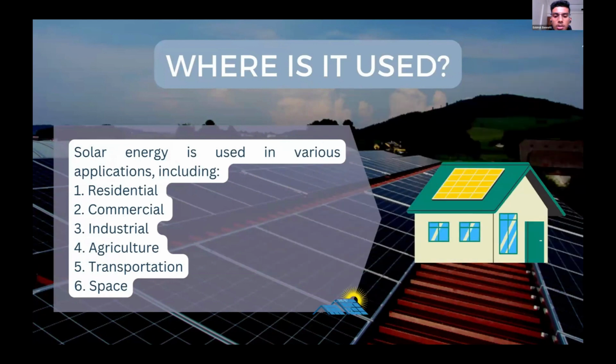So next, where is this used? Solar energy is used practically almost everywhere. It can be residential, commercial, industrial, agricultural, transportation, or even space.